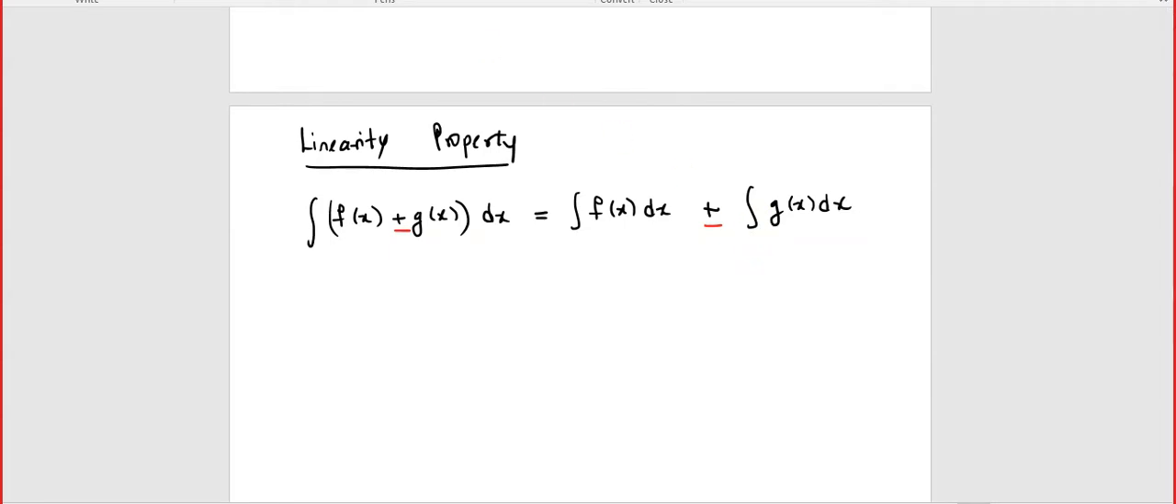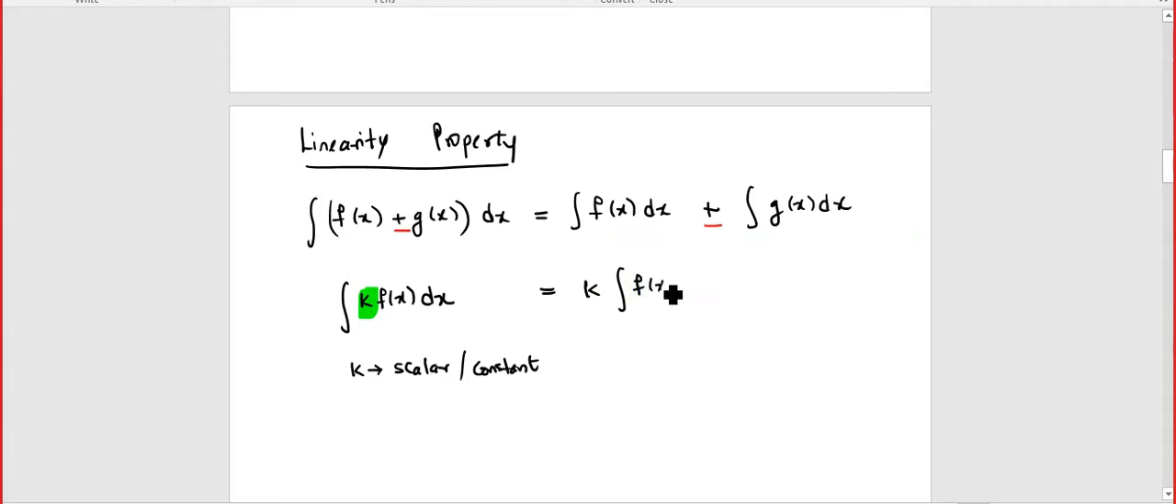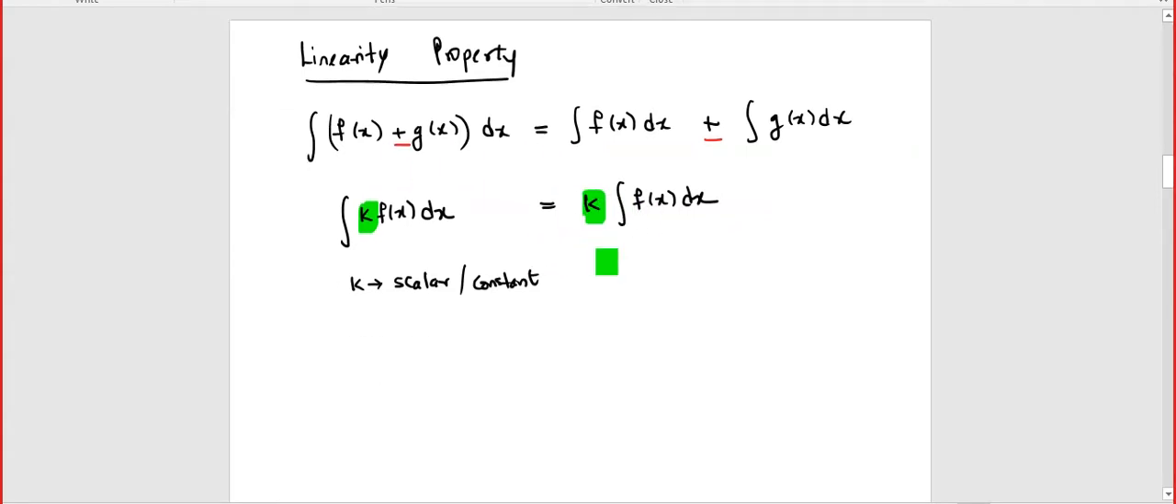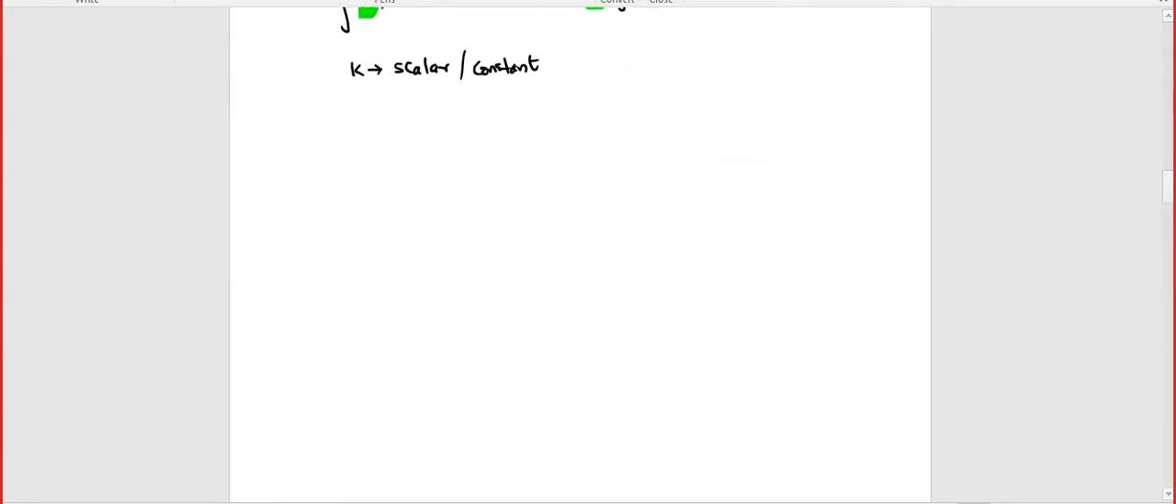Okay. Also, if we have a scalar multiplied by a function of x and we need to integrate it, k being a scalar, or you can say a constant. Okay, then what will happen? The scalar will come outside the sign of integration, k times integral of f(x) dx. Okay, it will come outside the integration sign. So let's see how it works with the help of an example.